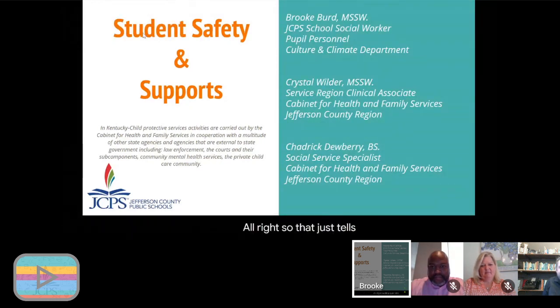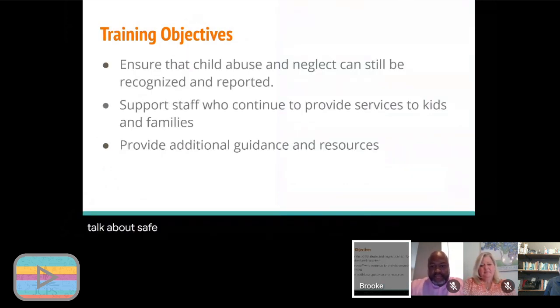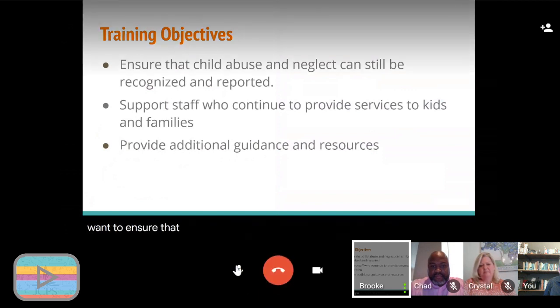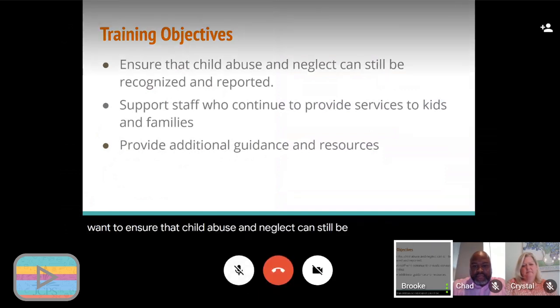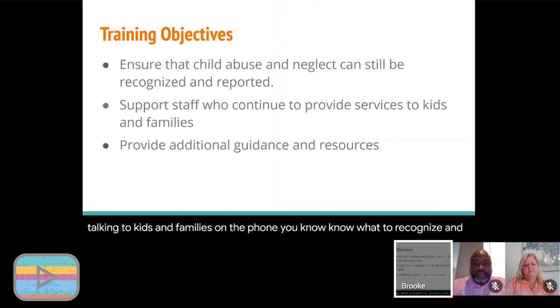So that just tells you all who we are. So we're here to talk about safety supports. We've got a few training objectives today, and we want to ensure that child abuse and neglect can still be recognized and reported. We know that this is a different landscape that we're all navigating, and we want to make sure the adults who are still working with kids either virtually or who are talking to kids and families on the phone know what to recognize and what to look and listen for.